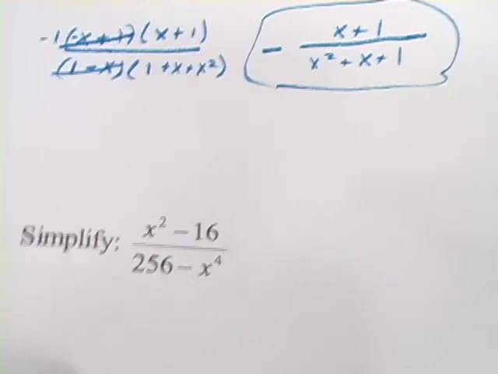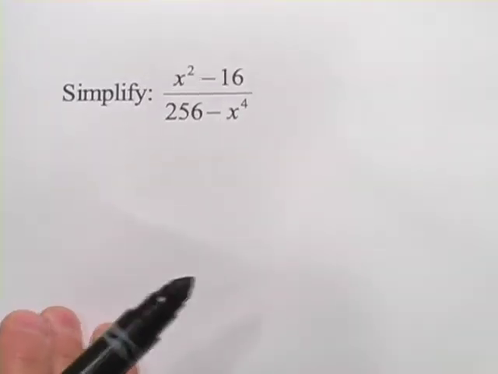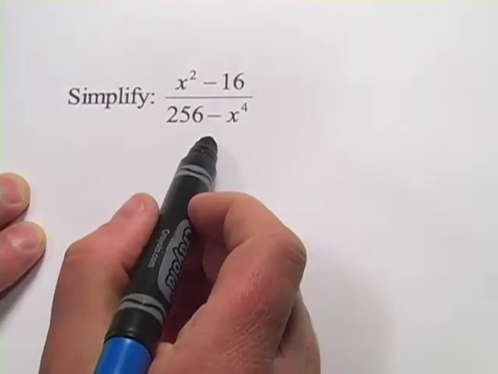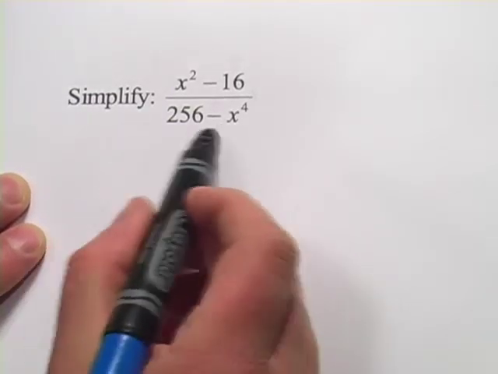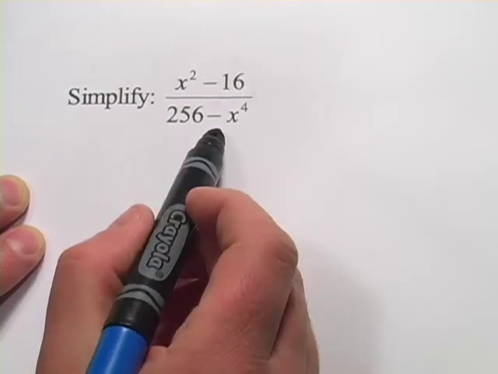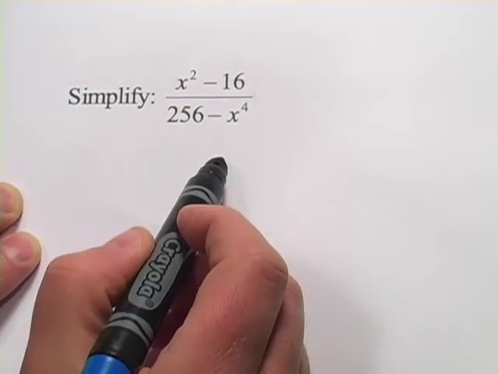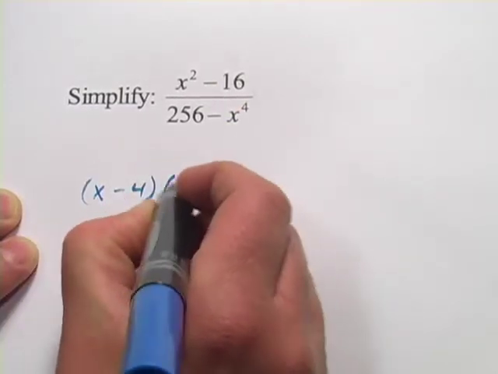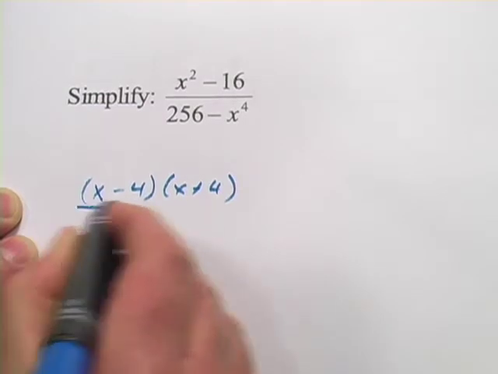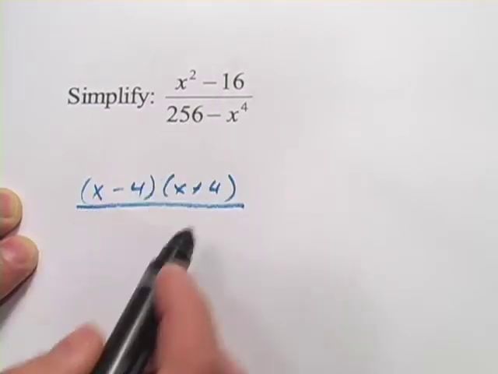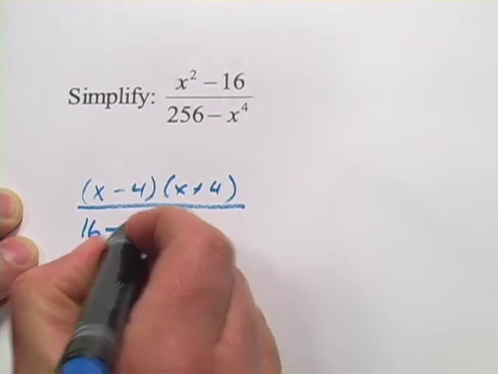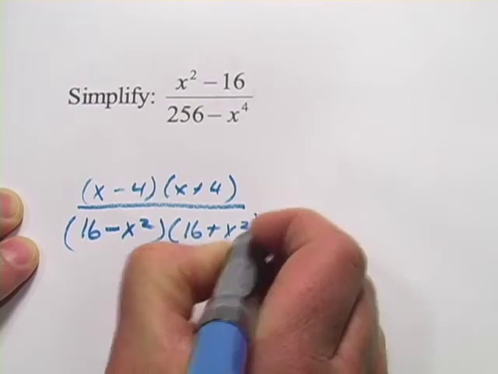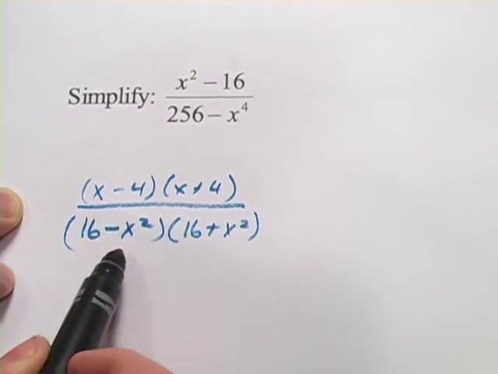All right, one more. Now here we've got x squared minus 16, obviously a difference of squares. And on the bottom, 256 minus x to the 4th, which is definitely a difference of squares. In fact, this is going to allow us to do a difference of squares a couple of times. So let's see how that works. On the top, difference of squares, we'll have x minus 4 times x plus 4. And on the bottom, the square root of 256 is 16, so we'd have 16 minus x squared times 16 plus x squared. Now this part right here is the one we're going to keep going at.